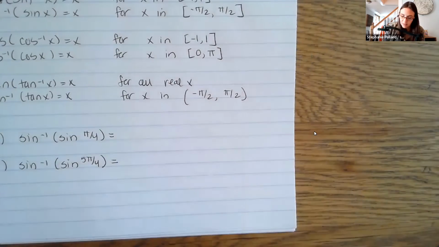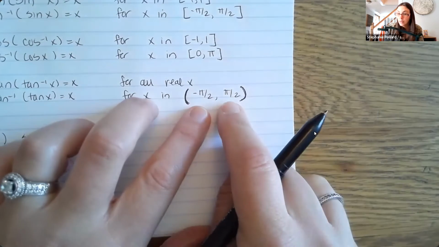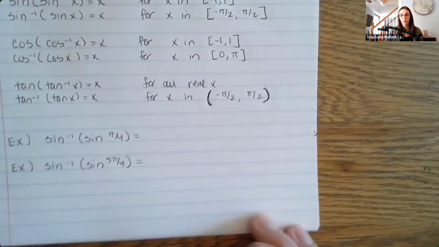And you want to note there that this does have parentheses. So when you have parentheses, the endpoint values are not included. Whereas when you have brackets, remember the endpoint values are included in interval notation.